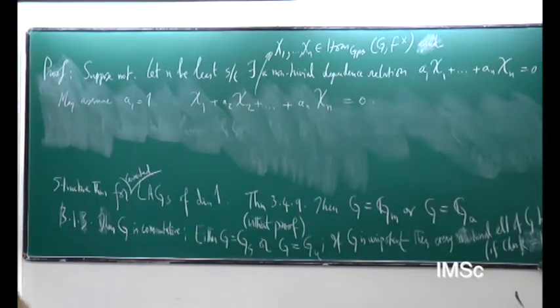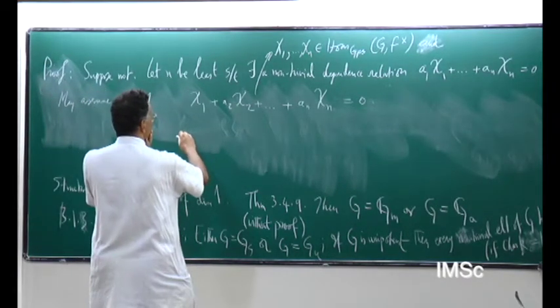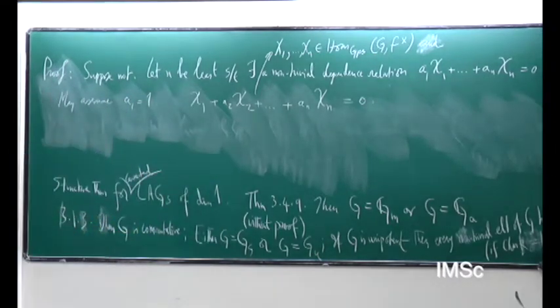Now let me see what I want to do with this. The idea is somehow to write two relations, use the fact that these are characters, use this relation to write one more relation, and then subtract the two relations, so that when you subtract you get one with fewer than n terms, and hopefully you will also be able to get it non-trivial. So it will become a contradiction. This is the idea. So let's try to do that.